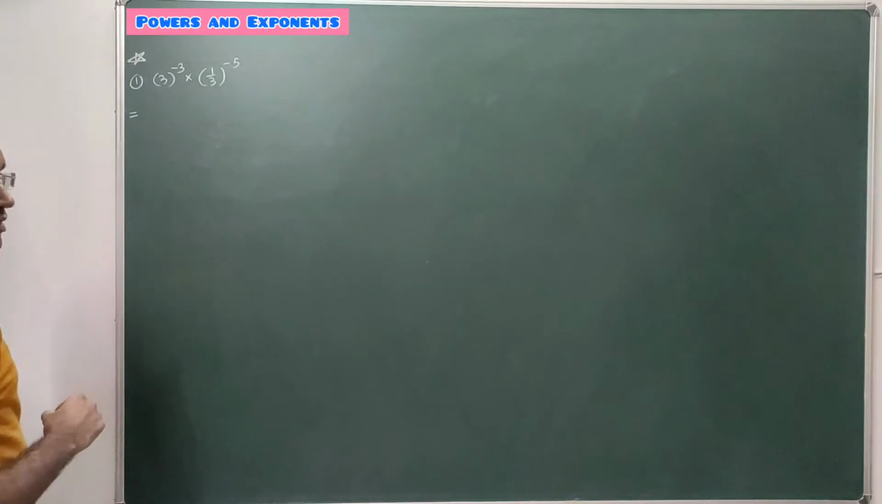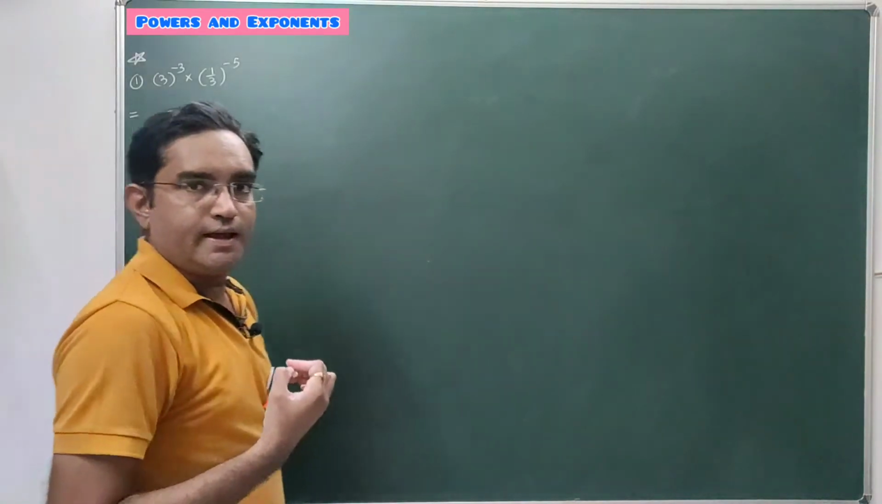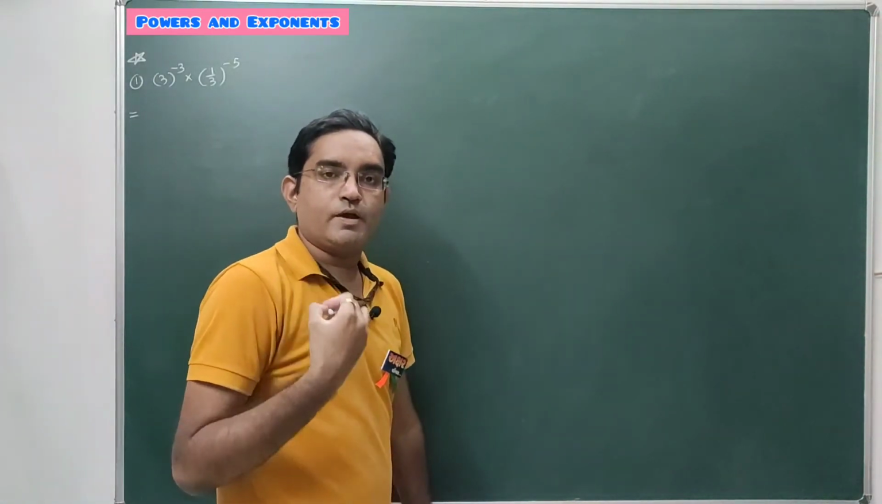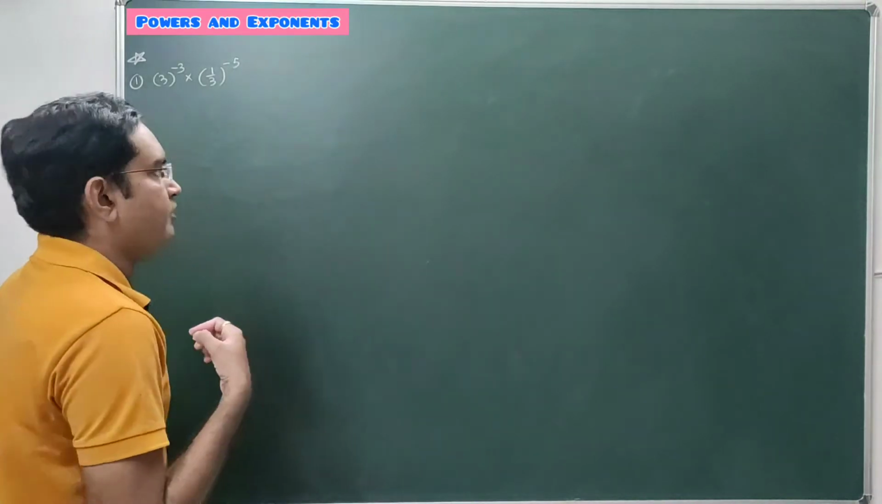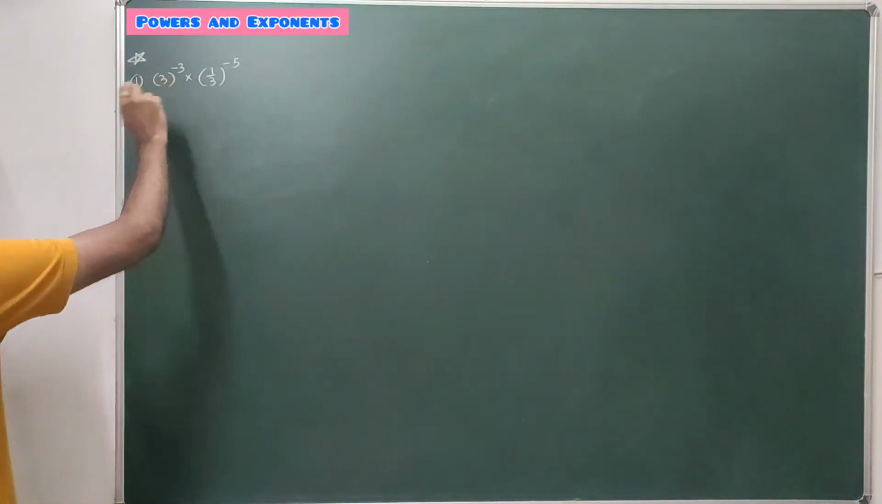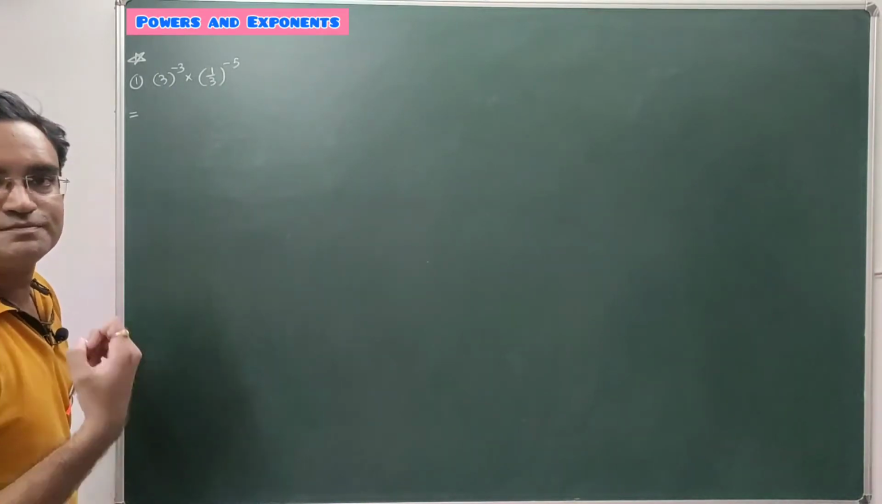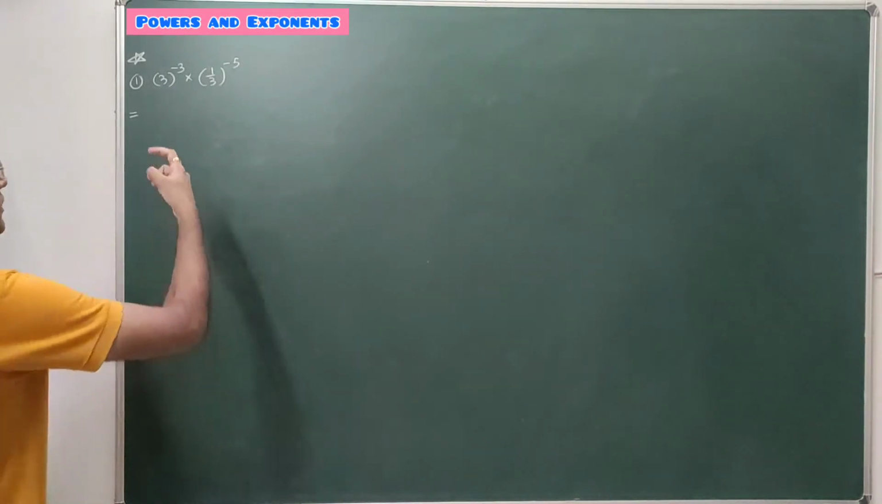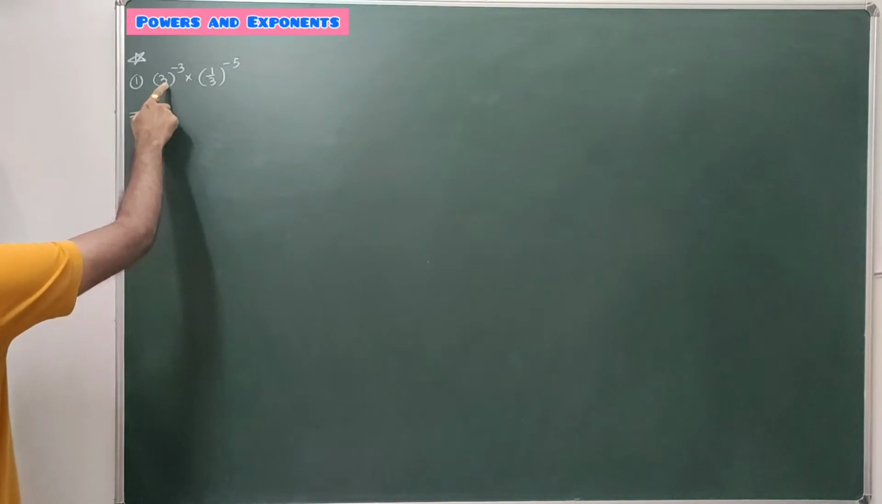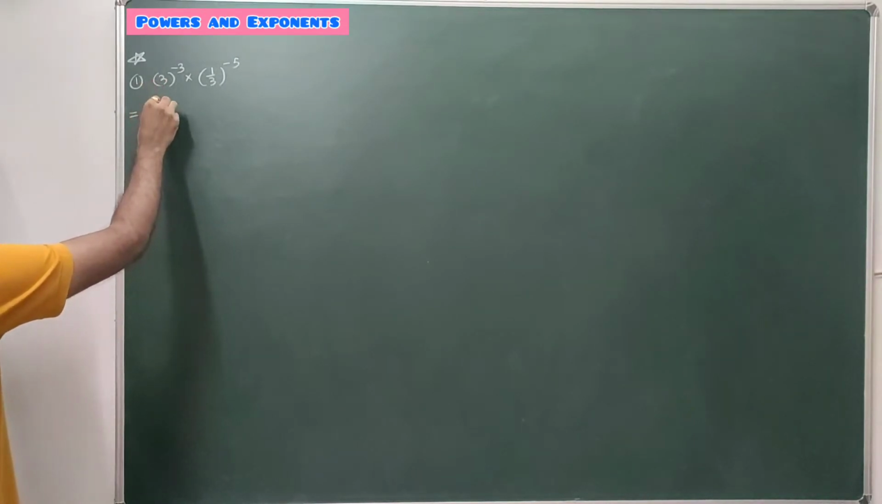How to solve the exponent with negative power? Our sums are based on exponent with negative power. So we can convert this negative power into positive power by taking the reciprocal of the base of power. Done? So here base is 3, so its reciprocal is 1 upon 3. So it's 1 upon 3 whole raised to.